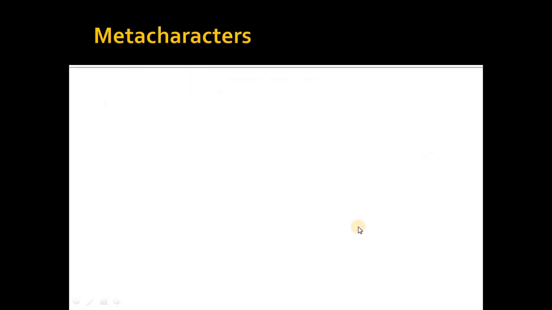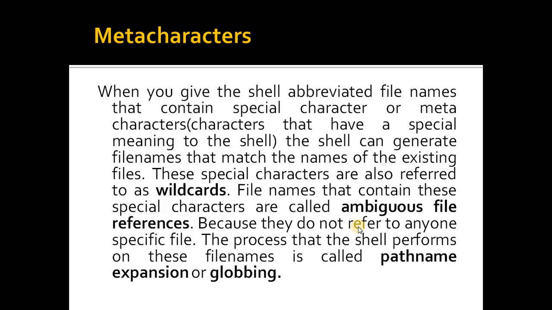Next we'll move on to meta characters. When you give the shell abbreviated file names that contain special characters, or meta characters, the shell can generate file names that match the names of existing files. Now what are meta characters? Characters that have a special meaning to the shell are known as meta characters. For example, in DOS, if you give dir *.c, it will show you the list of all the files having the extension .c. So that asterisk means any number of characters, or any name of the file. That asterisk is nothing but a meta character.